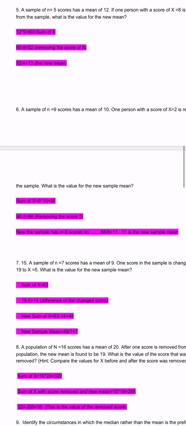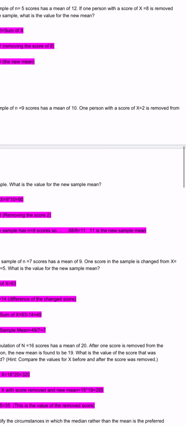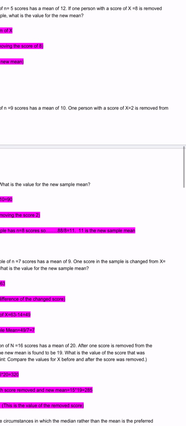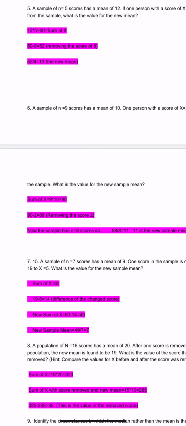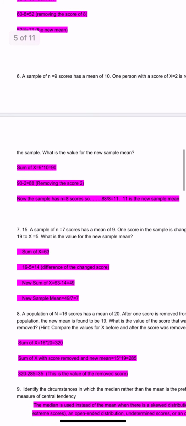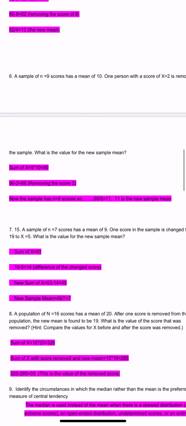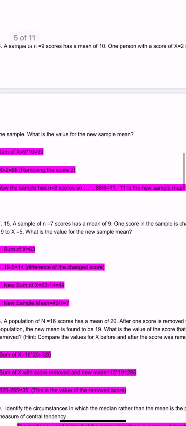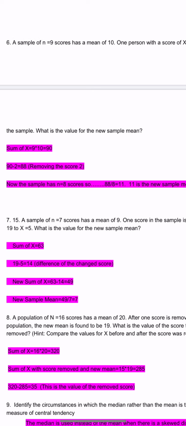A sample of n equals 7 scores has a mean of 9. One score in a sample is changed from x equals 19 to x equals 5. What is the value of the new sample mean? So the sum of x equals 63. We got that by doing the mean times n. 9 times 7 equals 63.